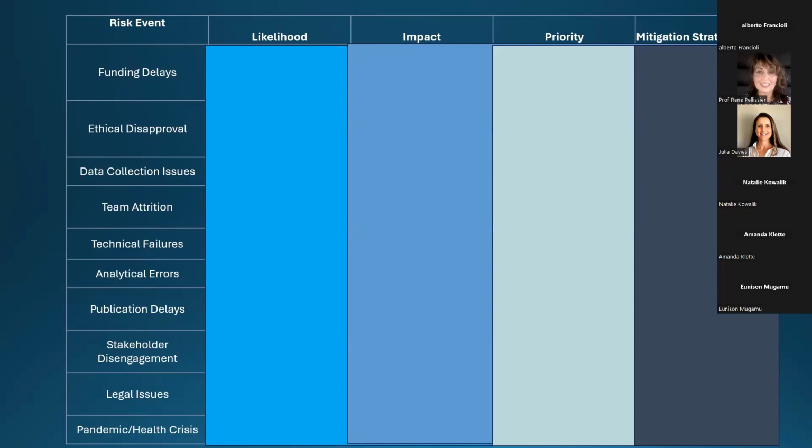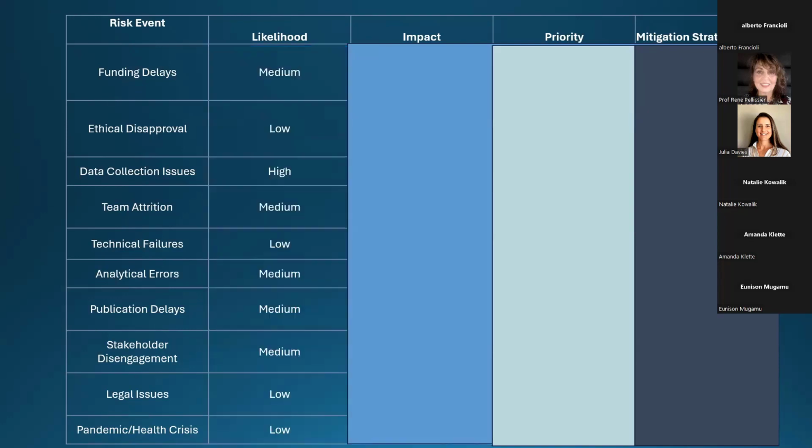So if I took that list and I tried to allocate likelihood, which is low, medium, high, how likely are they to happen in my example, then I could allocate medium, low, and high in that way. You can do it differently, but let's say we did that. So once I've looked at how likely is it that we have funding delays, how likely is it that we have ethical disapproval, that we have data collection issues, all of these that are identified on the left-hand side, I write out the likelihood just as low, medium, or high.